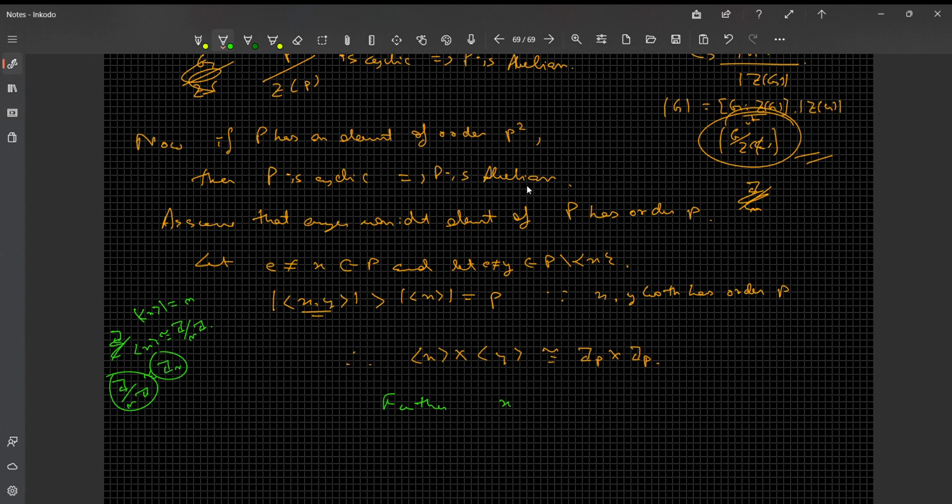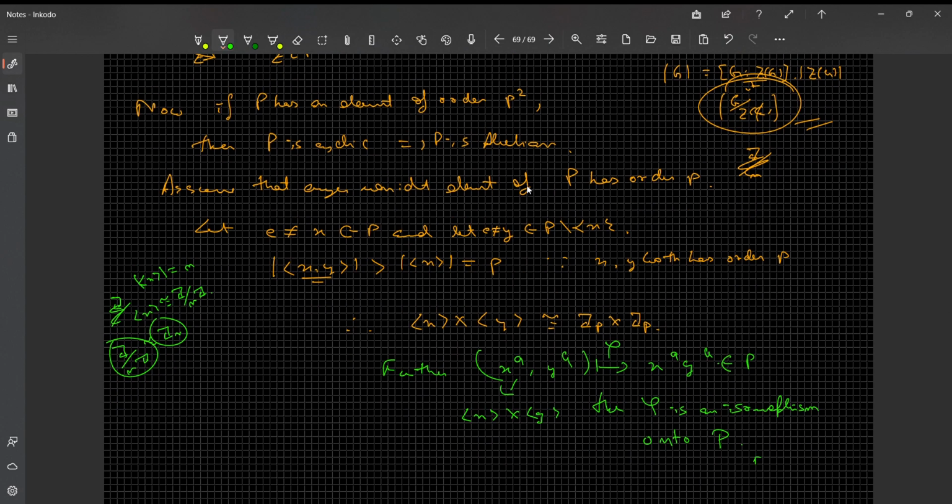Further, notice that if you map X to the power a and Y to the power b, this element X^a Y^b, which is an element in P, to an element in the cyclic group generated by X cross the cyclic group generated by Y, then this mapping, suppose it's phi, is an isomorphism onto. Clear? That completes the proof.